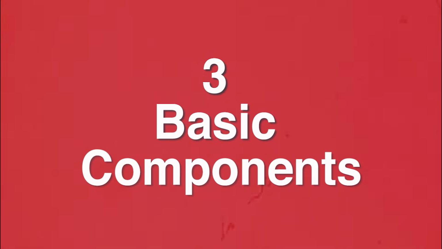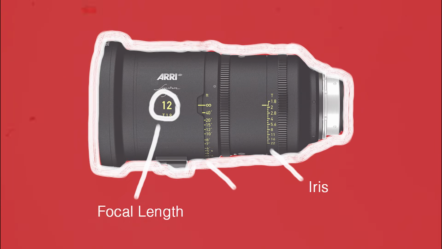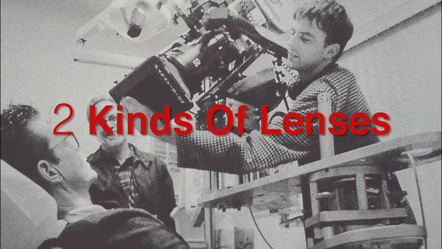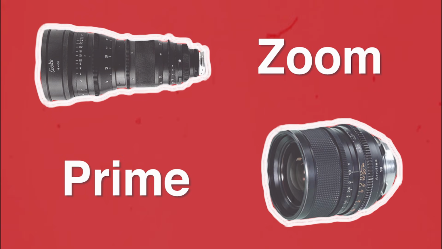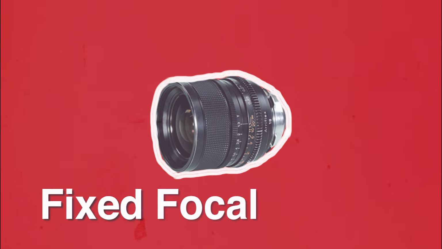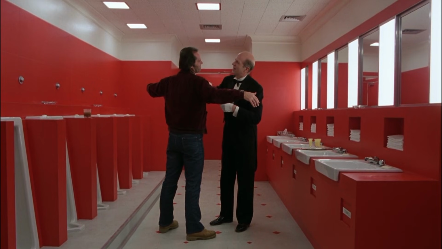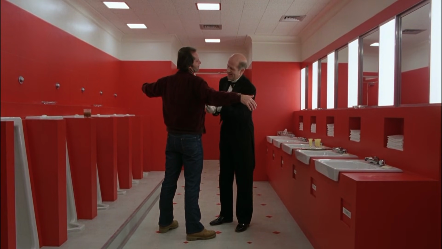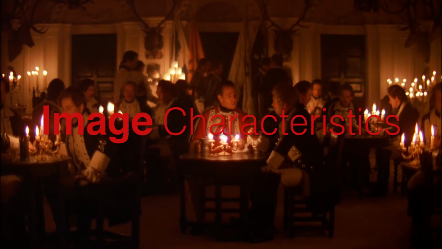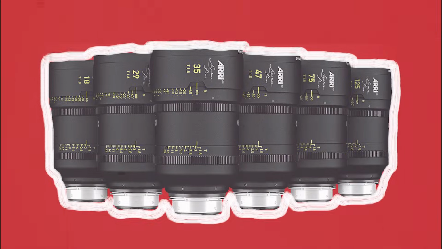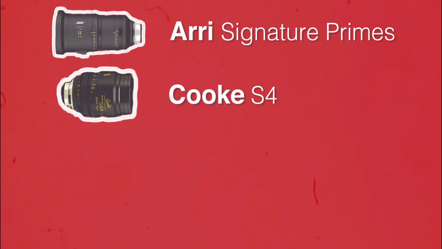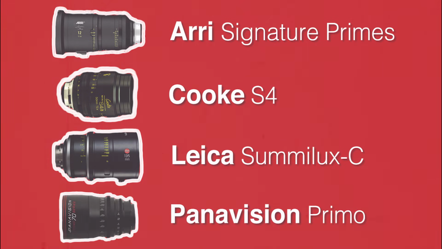There are three basic components that every cinema lens must have: a focal length, a stop or iris, and focus. There are also two kinds of lenses available to choose from: a zoom or a prime lens. A prime lens has a fixed focal length, meaning that the image produced by the lens cannot be optically magnified. Primes are typically preferred by cinematographers for their faster apertures and perceived image characteristics. Some popular contemporary cinema prime lenses include the Arri Signature Primes, Cooke S4s, Leica Summilux-Cs, and Panavision Primos.